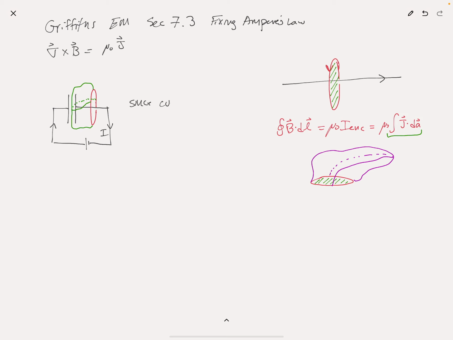So since the current is flowing, there must be a magnetic field. But there is no current that is piercing that surface. Right. The way that I've defined this green surface, there's no part of that wire that goes through it. Okay. But there's no current piercing the surface. That must mean that my expression for Ampere's law is not quite correct.